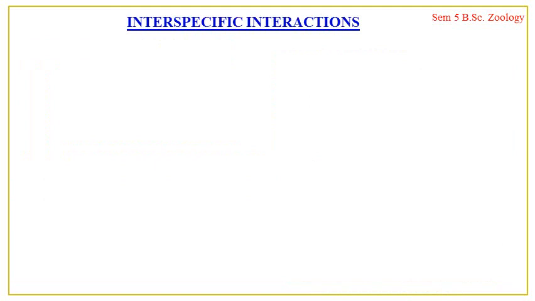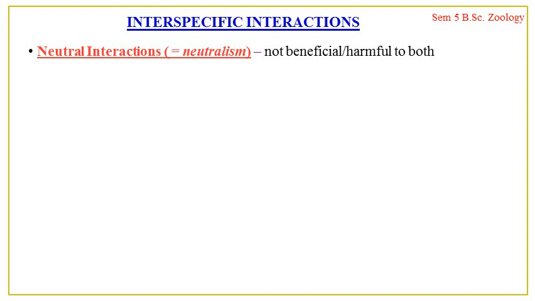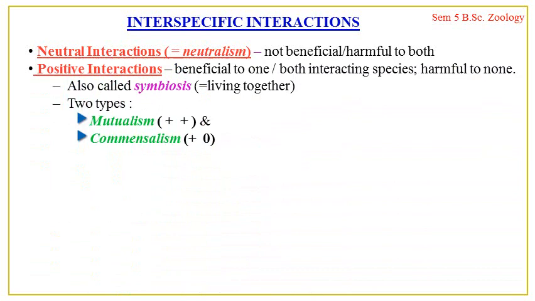So that is intraspecific. Now going into interspecific interaction. Interspecific interaction is one where two individuals belonging to two different species come and interact. We already saw there are three different types: neutral interactions, positive interactions, and negative interactions. We'll be looking into the detail. Now, neutral interactions are otherwise known as neutralism. And here the individuals interacting are neither benefited nor harmed. Positive interactions: if any one of the interacting species is benefited, we call it a positive interaction.